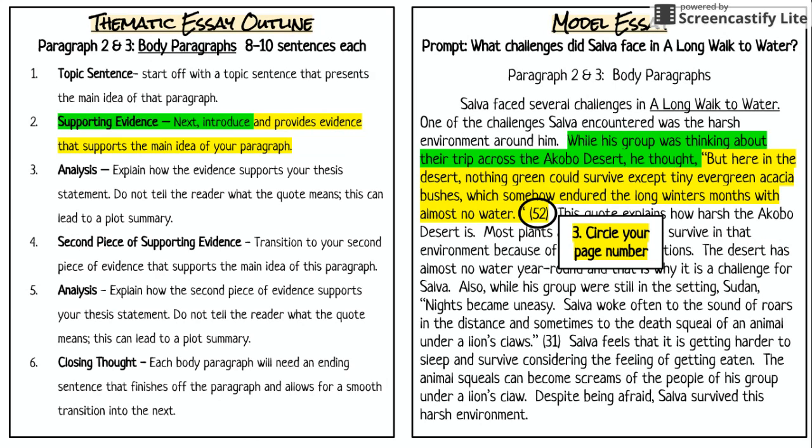One last thing when it comes to evidence. You need to cite the page number. When you're finished with the evidence, in parentheses, please write your page number. Pause the video and make sure your page number is included.